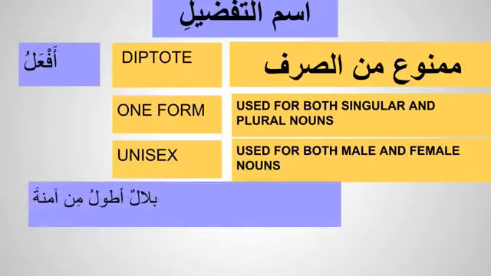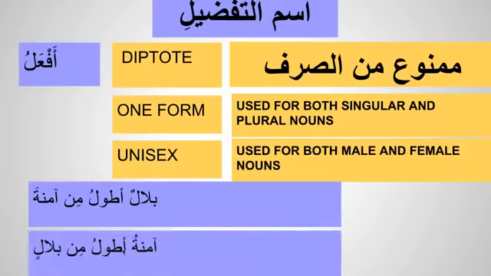For example, Bilalu atwalu min Amina. Here Bilal is a masculine noun, and atwalu is like an adjective: Bilal is taller than Amina. If you want to switch it around, we should say Aminatu atwalu min Bilal. Here we're using a muannath noun, but we still use the pattern af'alu. We don't have af'alatu, it is just the one pattern af'alu. Aminatu atwalu min Bilalin.